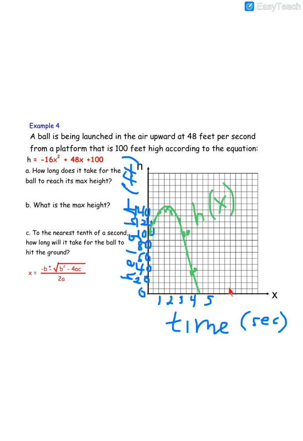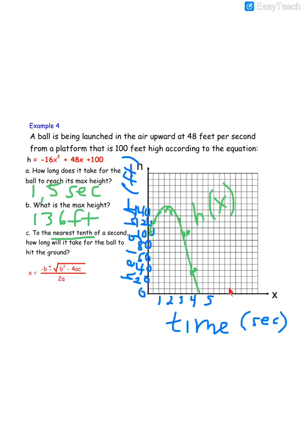Okay. It says, how long does it take for the ball to reach its maximum height? So I can actually get that from my table, and I'm going to say 1.5 seconds. What is the maximum height? I'm going to look, and it's 136 feet. To the nearest tenth of a second, how long will it take for the ball to hit the ground? So clearly we don't know exactly where it's going to hit. So we're going to use the quadratic formula.